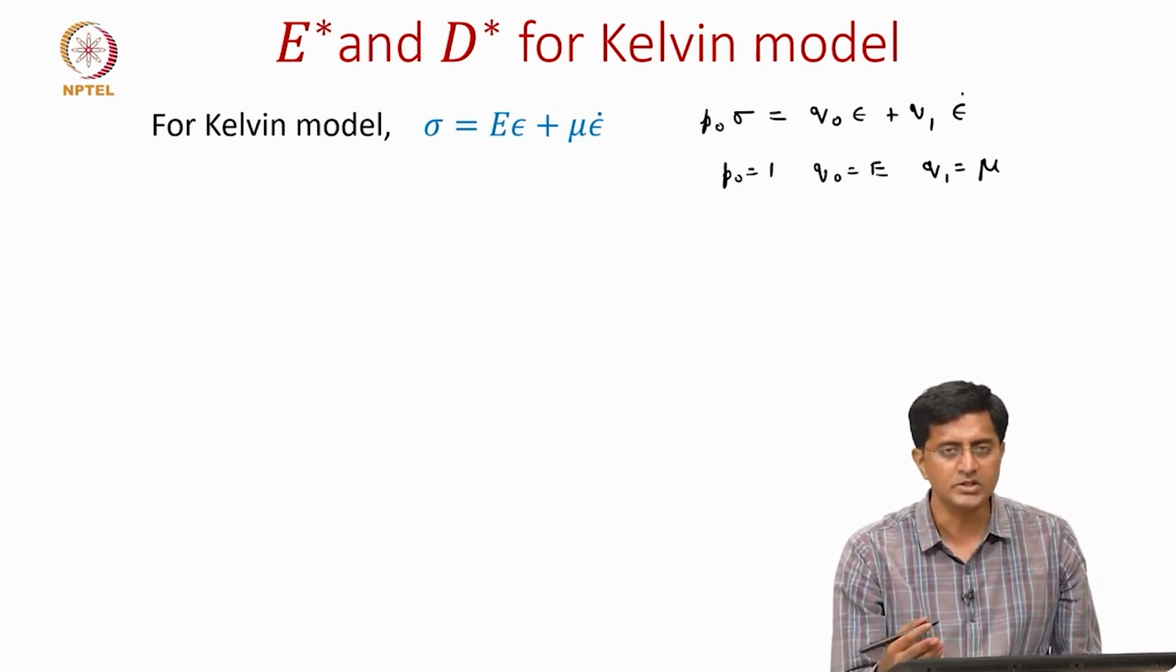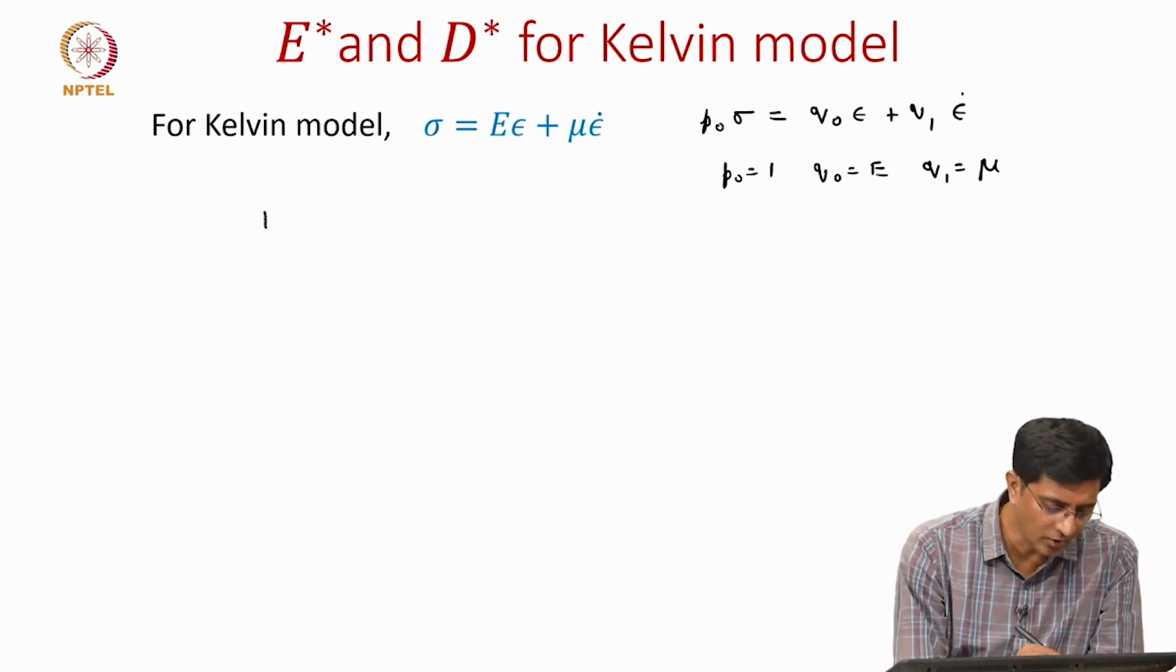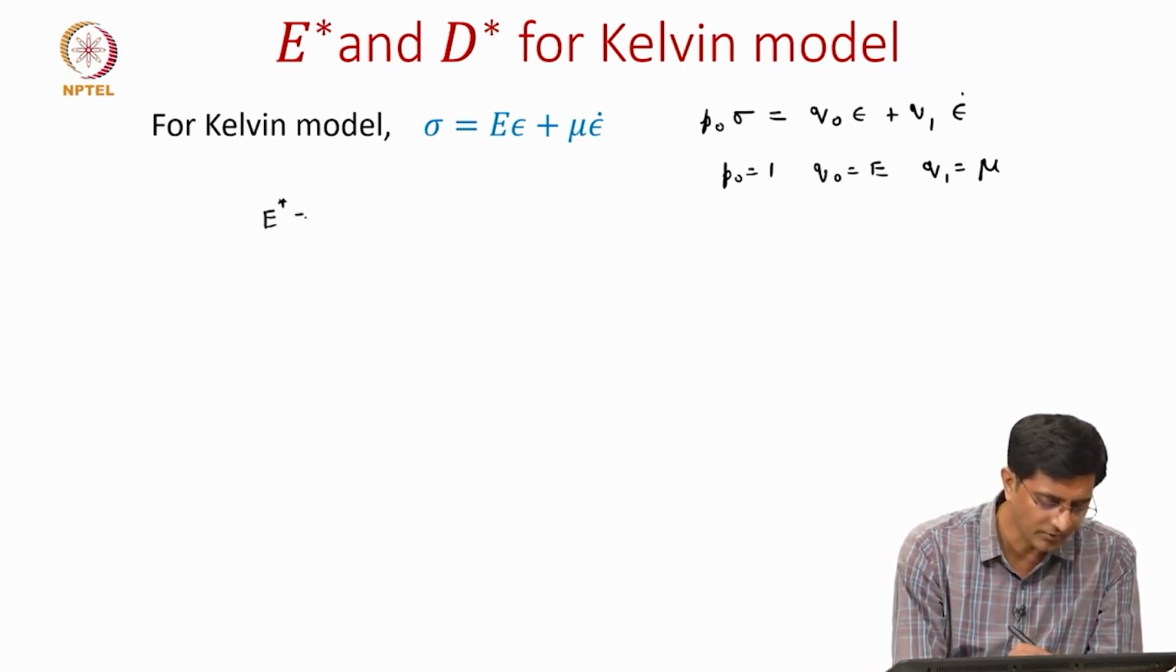So, once I know this, now it will be easy for me to find E star, because we know a standard expression for that, which is summations in terms of Qk first, in the denominator we have Pk's.